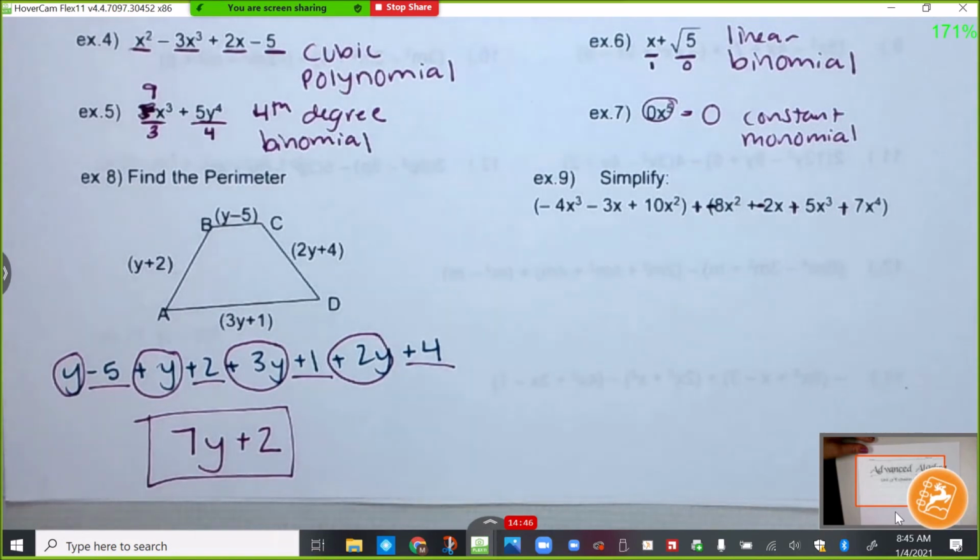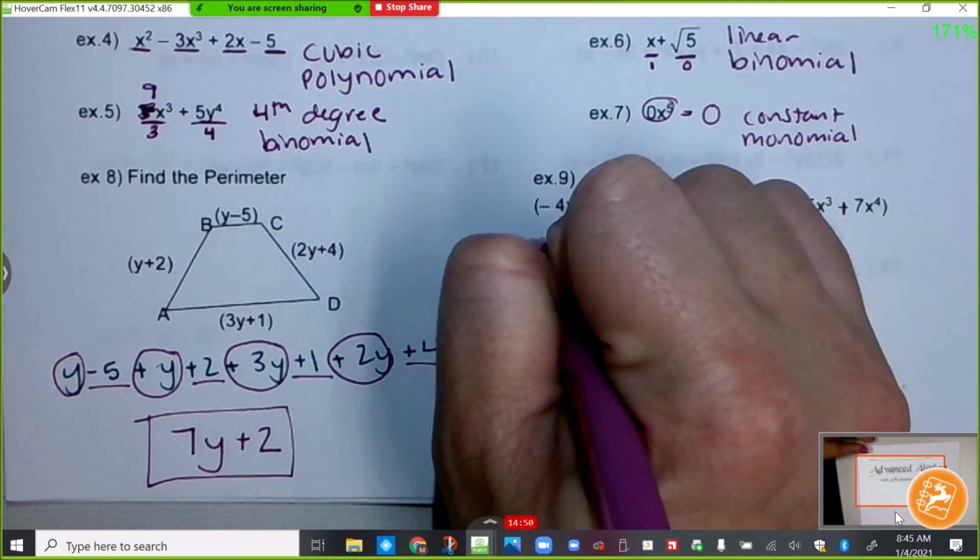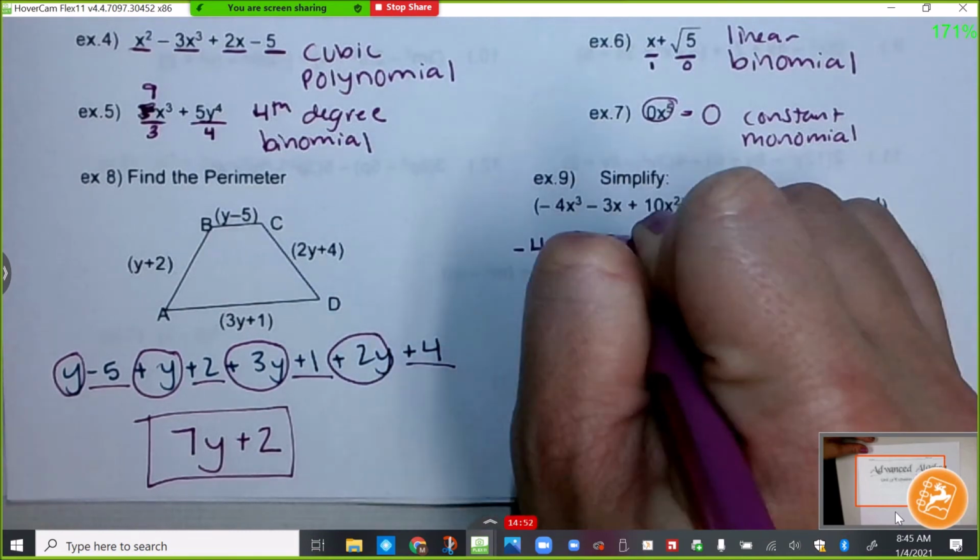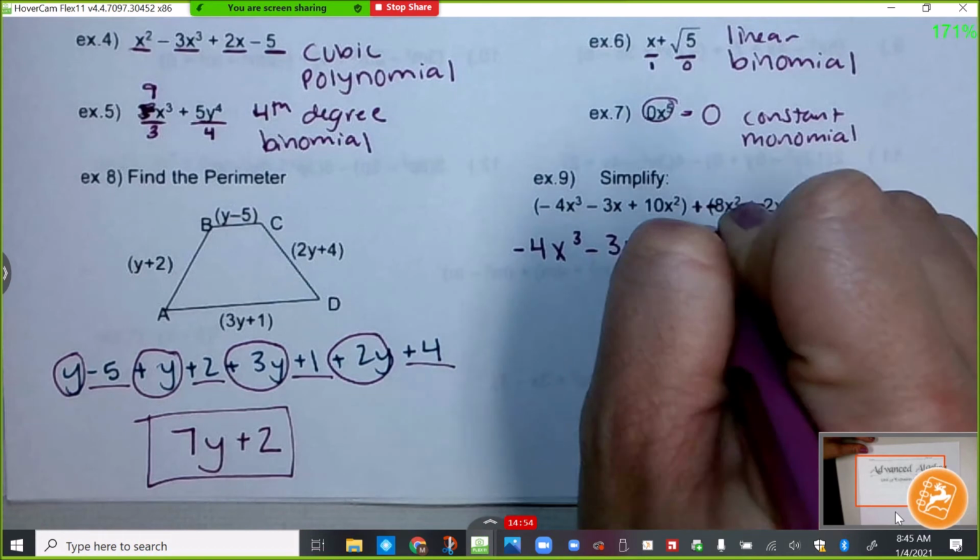Okay, if you need to rewrite it, you can. If you don't need to rewrite it, don't.